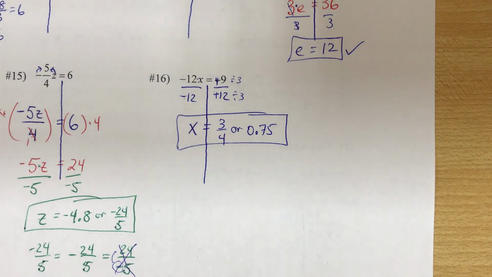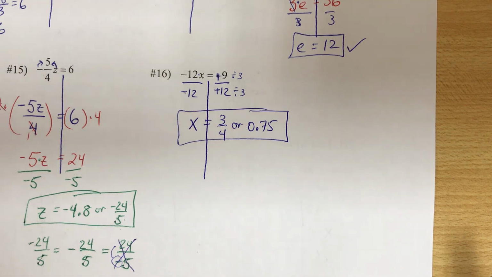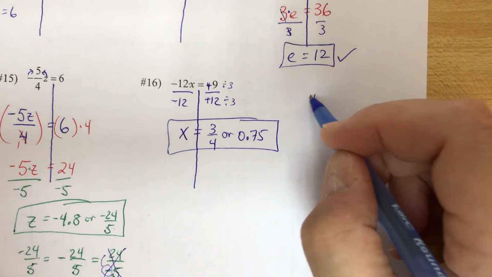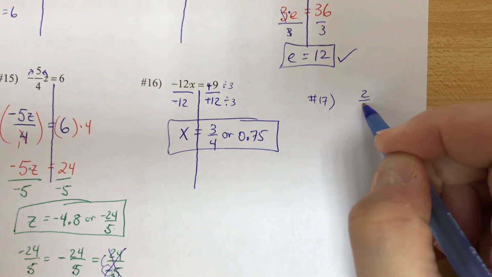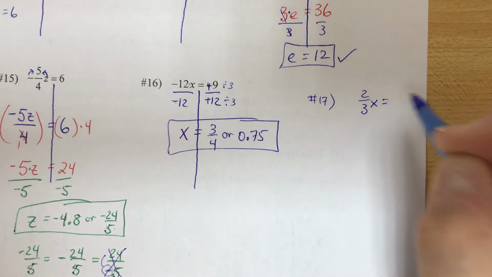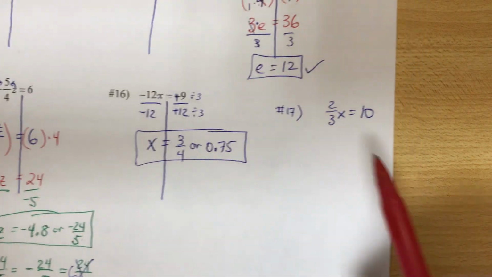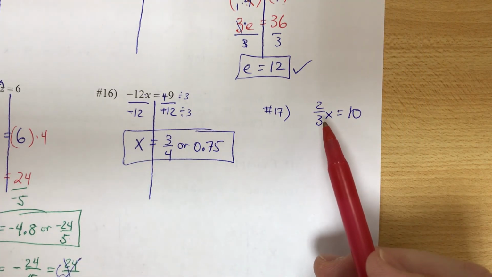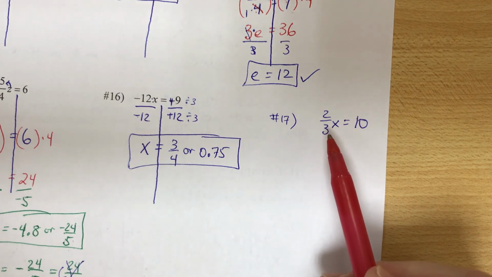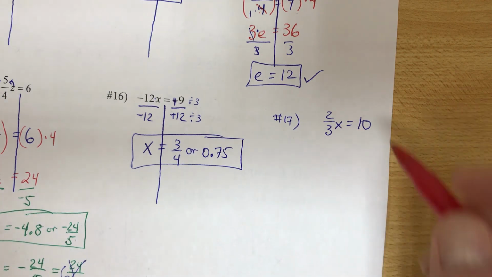Now, I want to go back. I'll make up an example. I'm going to show you one more thing. Number 17. Let's say that we have 2/3 x is equal to 10. Now, the way that I've shown you so far is we break this into 2 steps. We multiply by 3, and then we divide by 2.